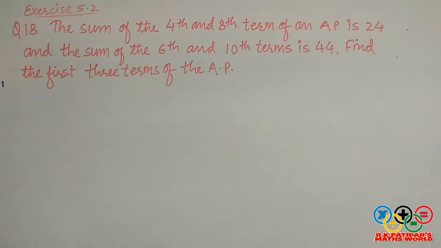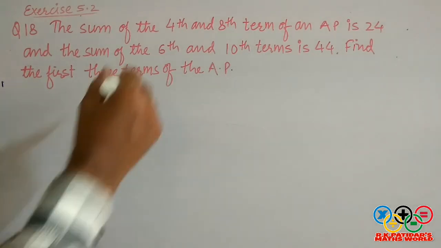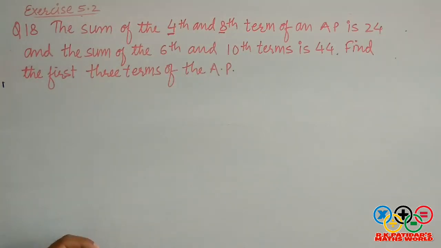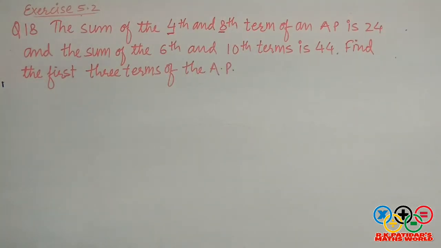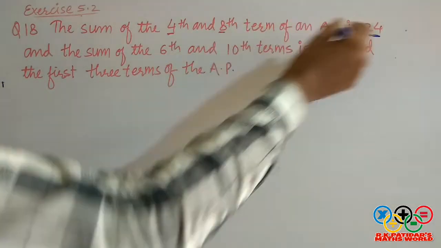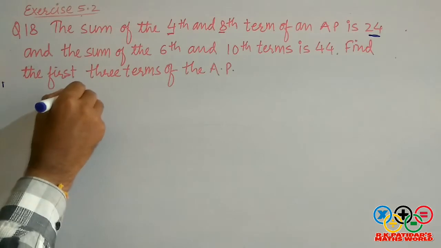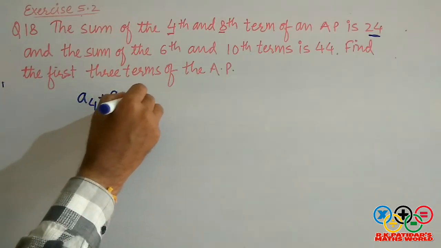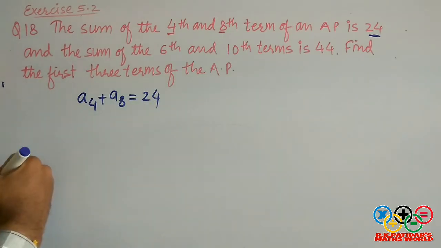Question number 18. The sum of 4th and 8th term of an AP is 24. 4th और 8th term का sum 24 है. Means A4 plus A8 is equal to 24.